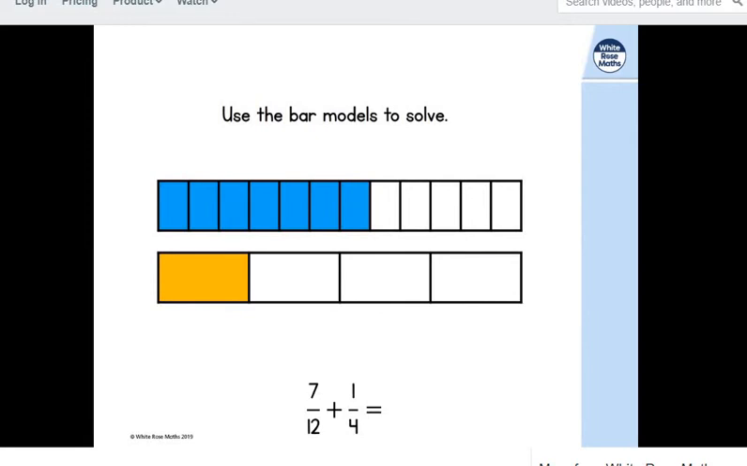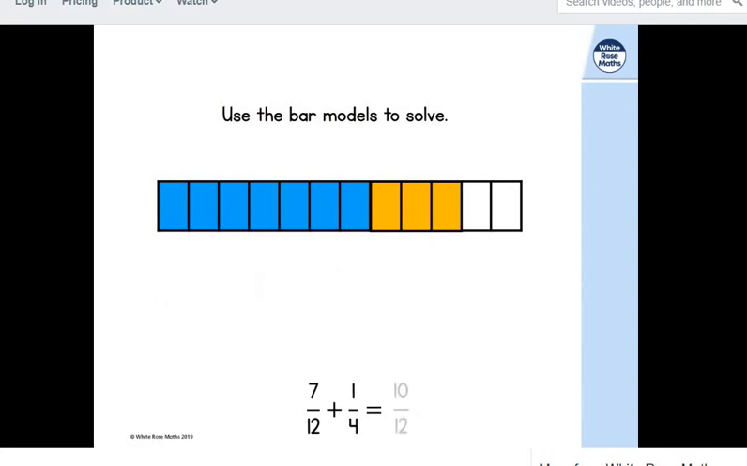What about the addition? 7/12 add a quarter. Well, I can see that 1/4 still is equivalent to 3/12. So if I add that to 7/12, it would leave me with 10/12.